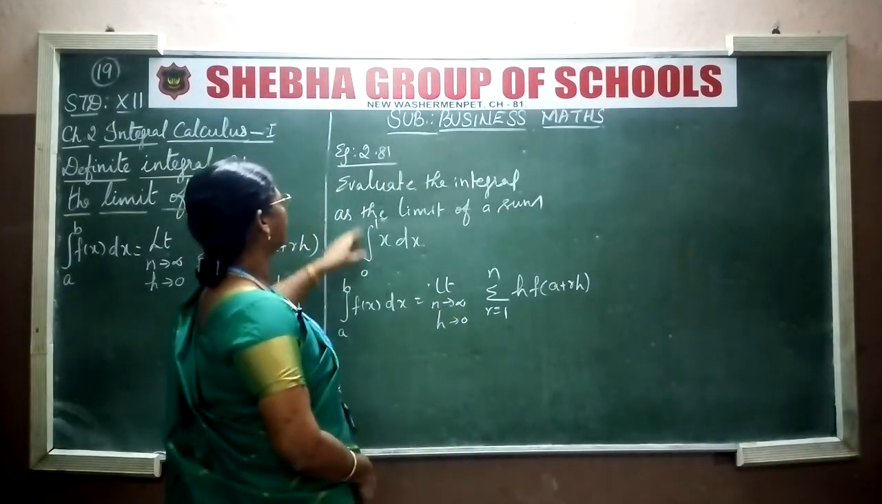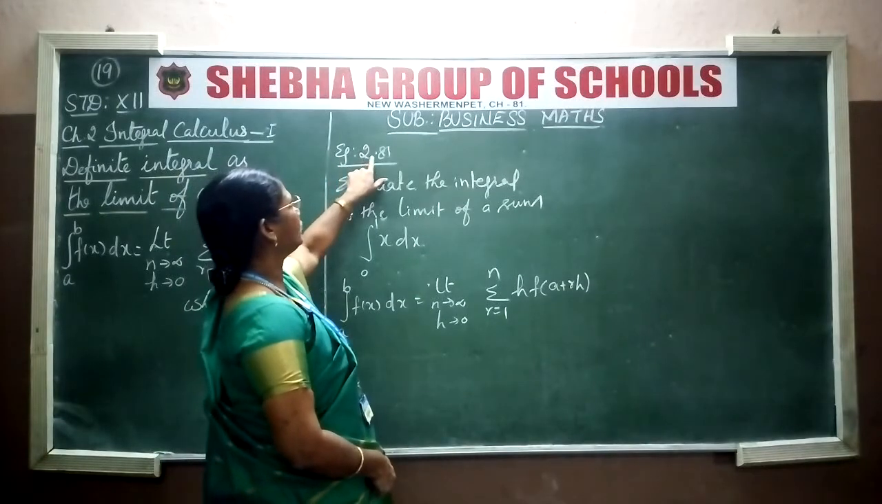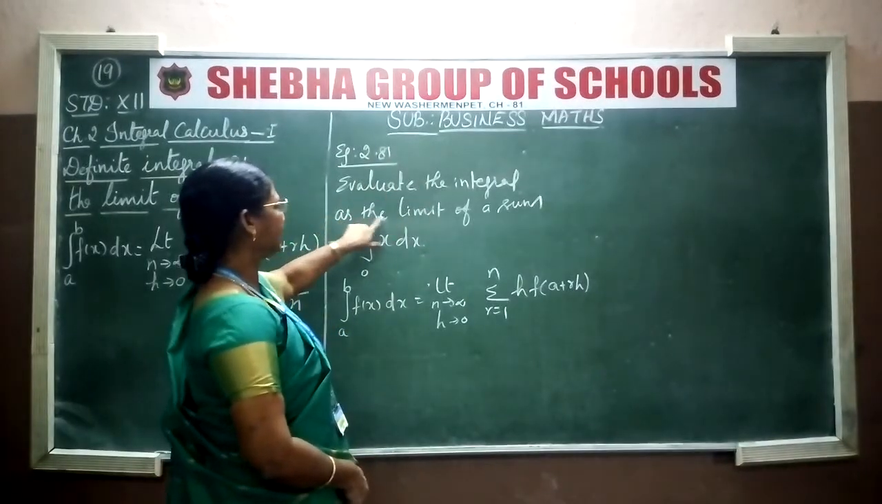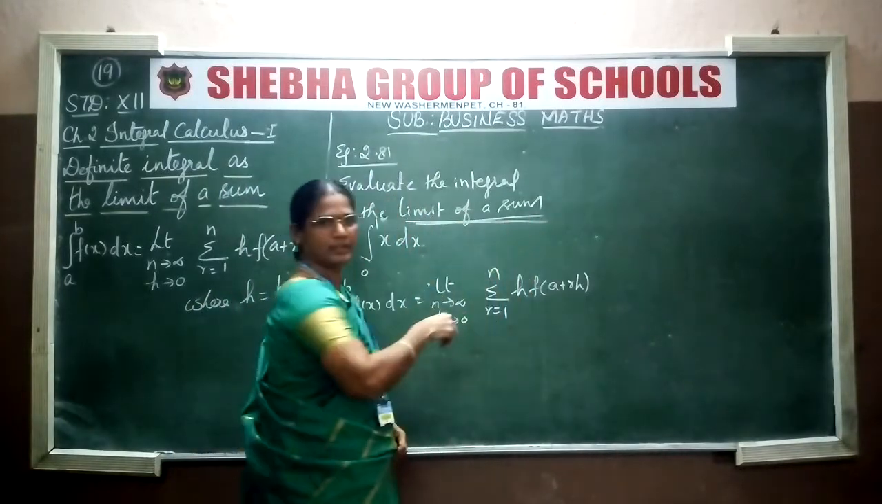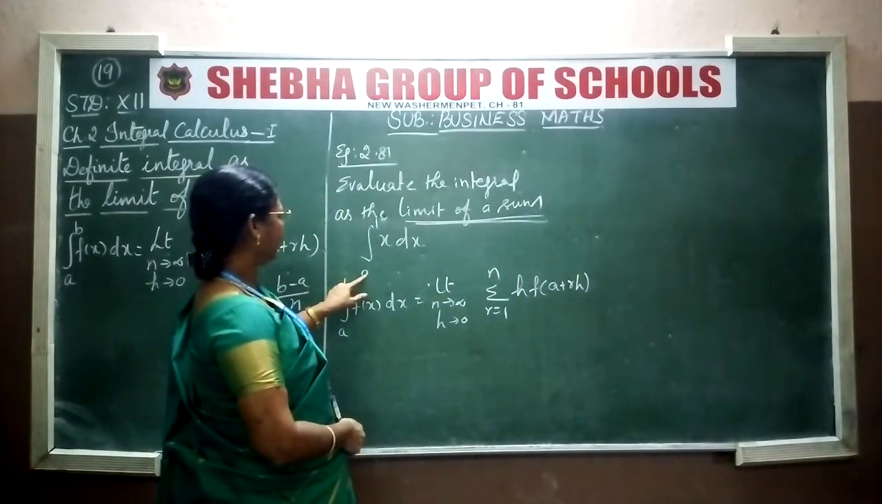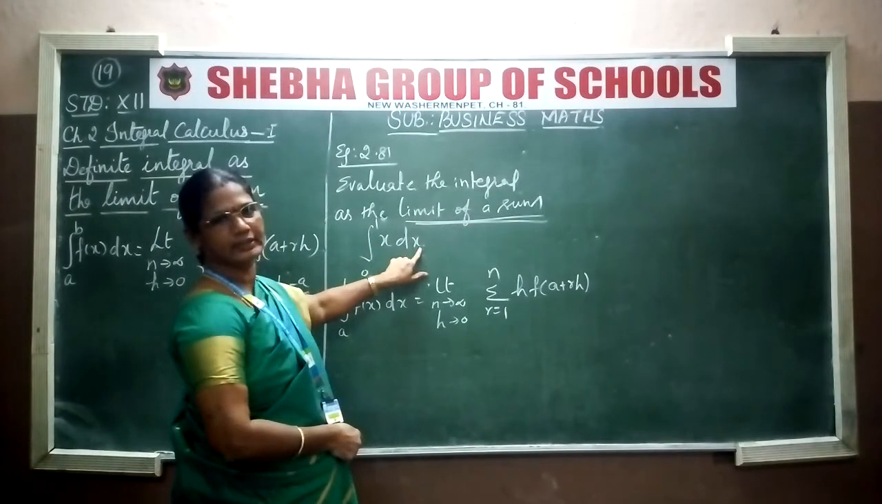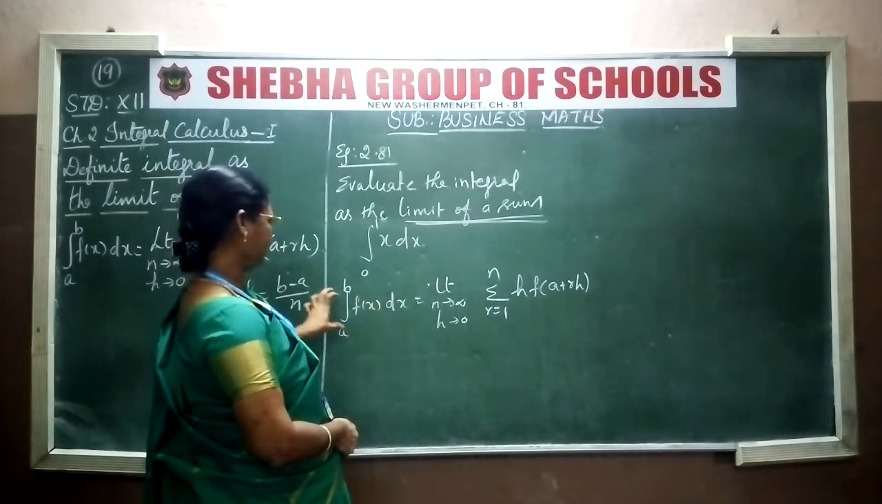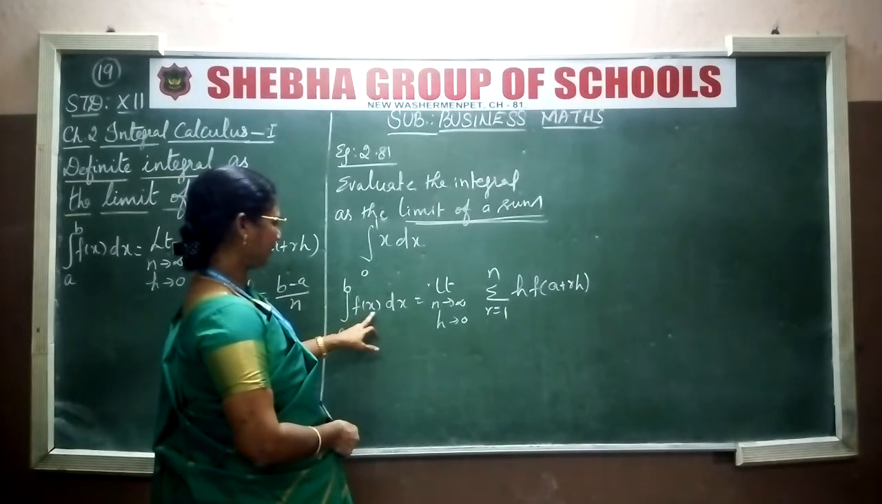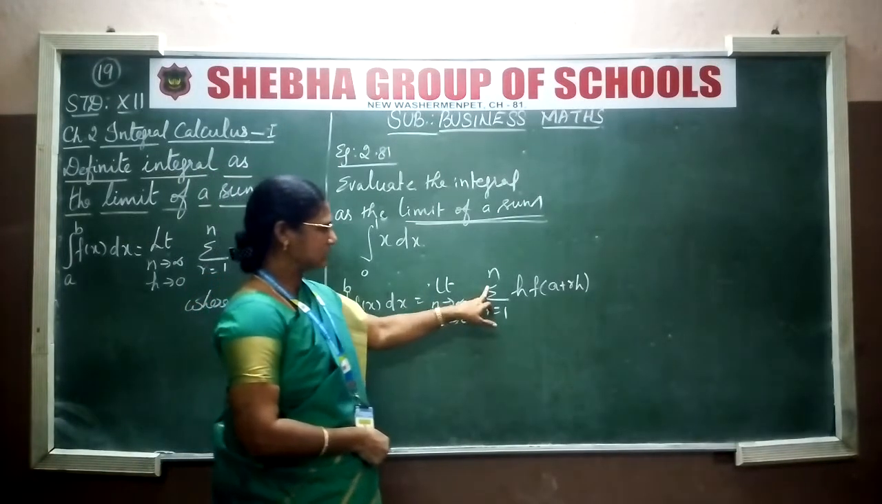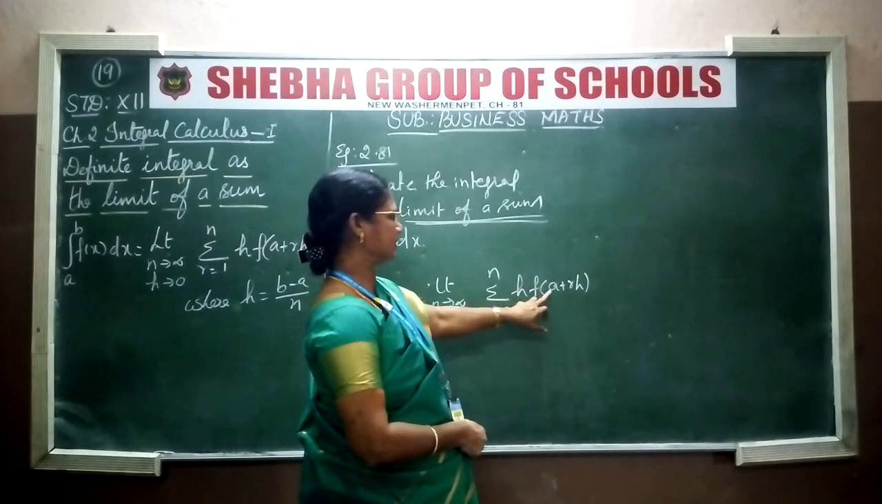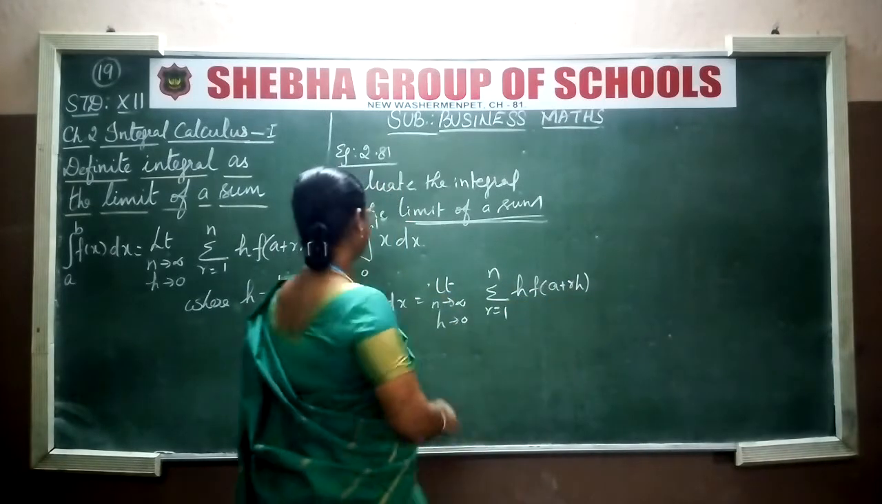Next we are seeing example 2.81. Evaluate the integral as the limit of a sum. When the words limit of the sum appear, we use this formula. Integral 0 to 1 x into dx. First write the formula. Integral a to b f of x dx equal to limit n tends to infinity, h tends to 0, sigma r equal to 1 to n h into f of a plus rh. This is our formula.